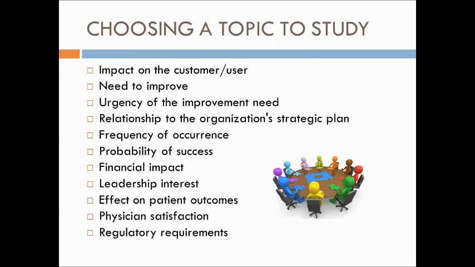First, you have to plan: choose a topic of study that impacts our patients, a problem that needs to be improved, where urgency for improvement is needed, and that is directly related to the strategic plan of the hospital. There is a frequency of occurrence of failure in that topic of study. There is a probability of success if we are going to work on this problem.